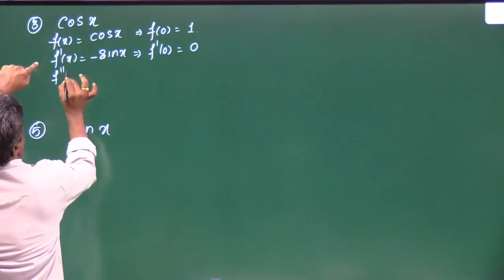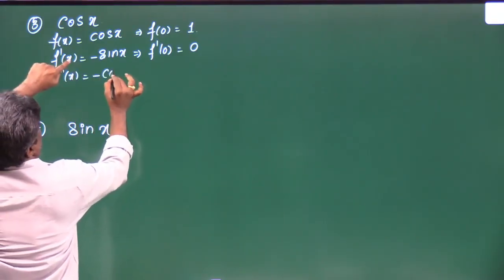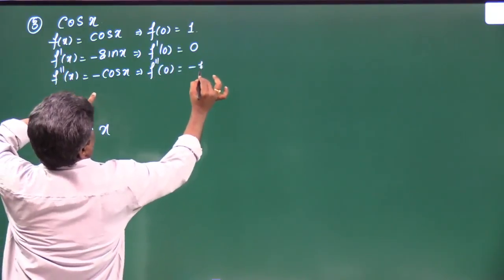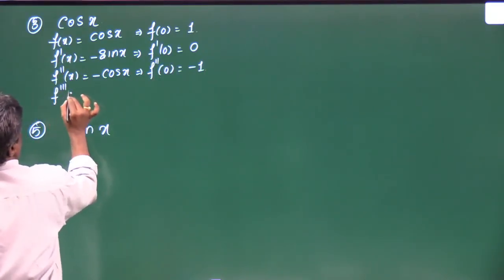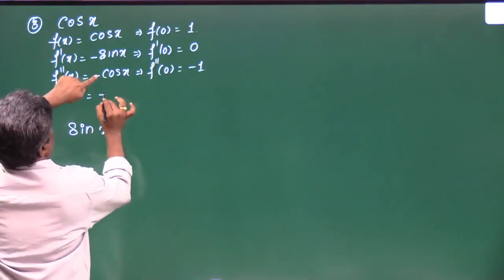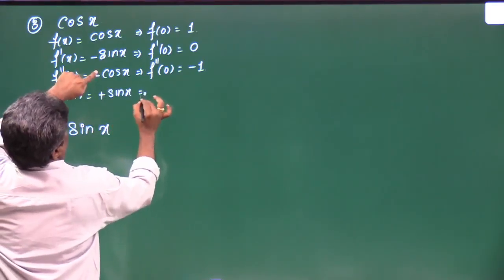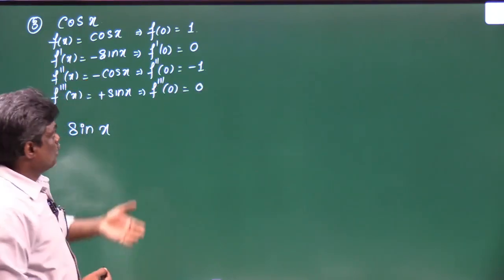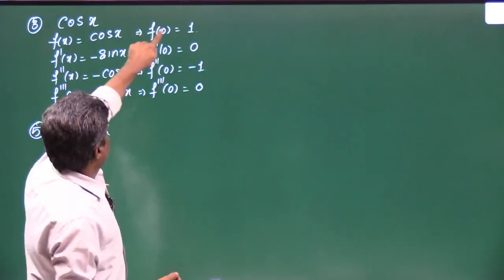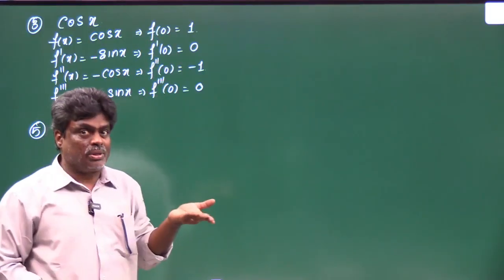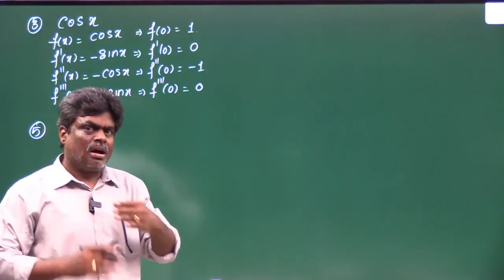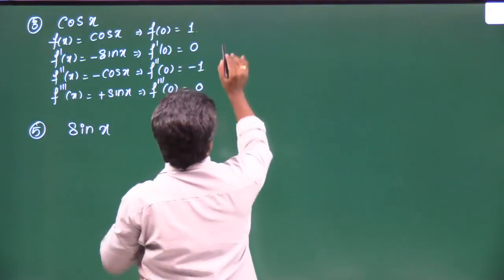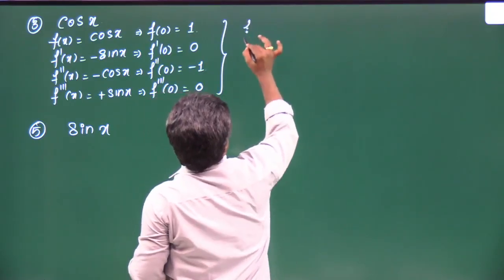Next, the second derivative of the function is minus cos x, and if you substitute the point 0, then it is minus 1. And the third derivative of f of x is plus sin x. But unfortunately, the third derivative at x equal to 0 is 0. So I think first derivative 0, third derivative 0, fifth derivative 0, which means odd powers are neglected. Odd powers become 0. So from this, we can write the expansion first.